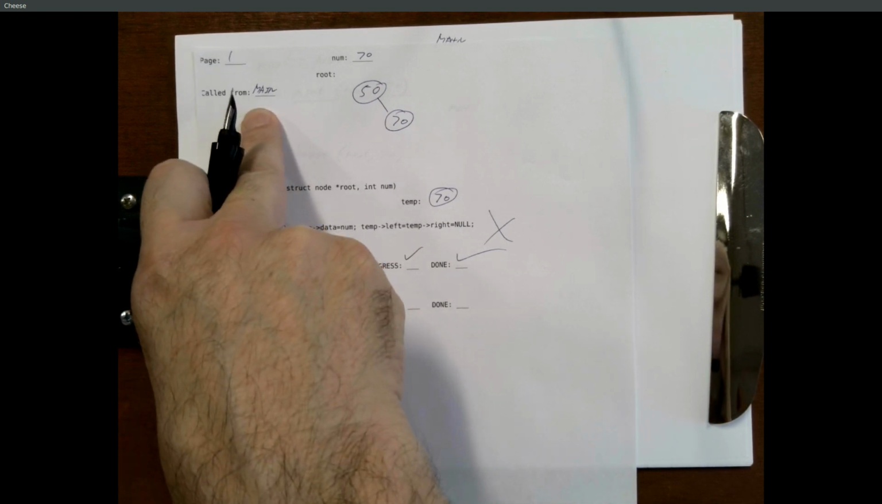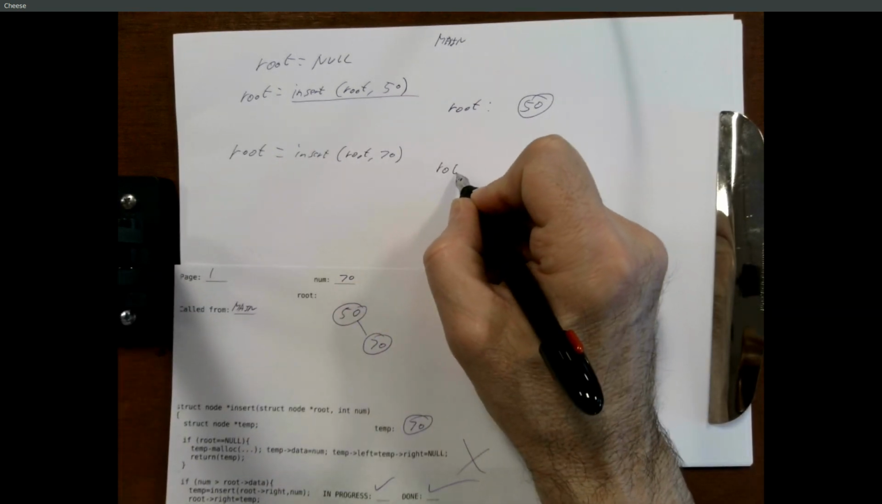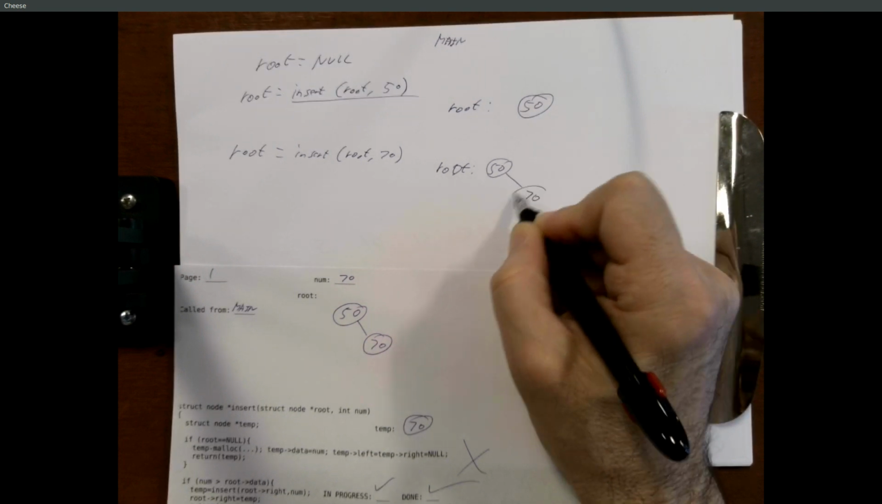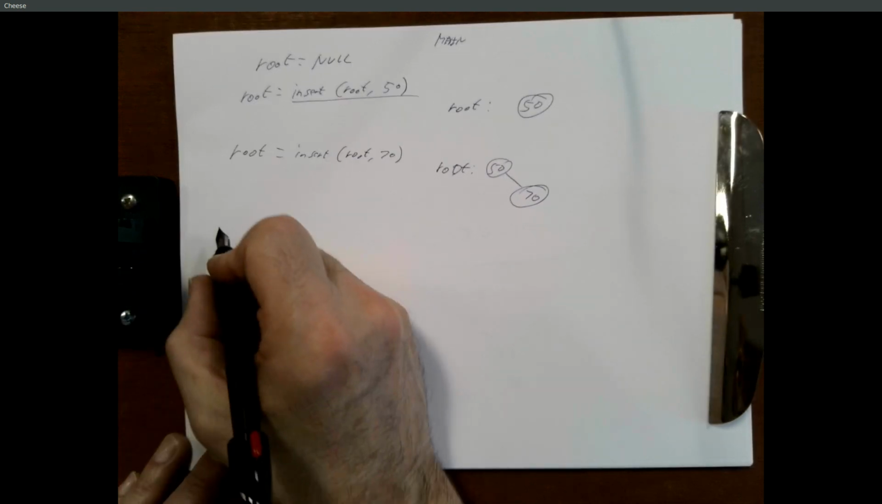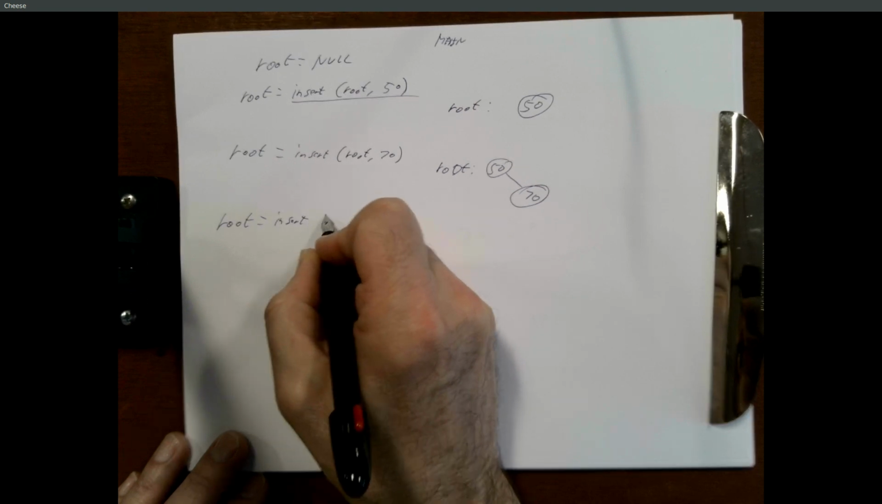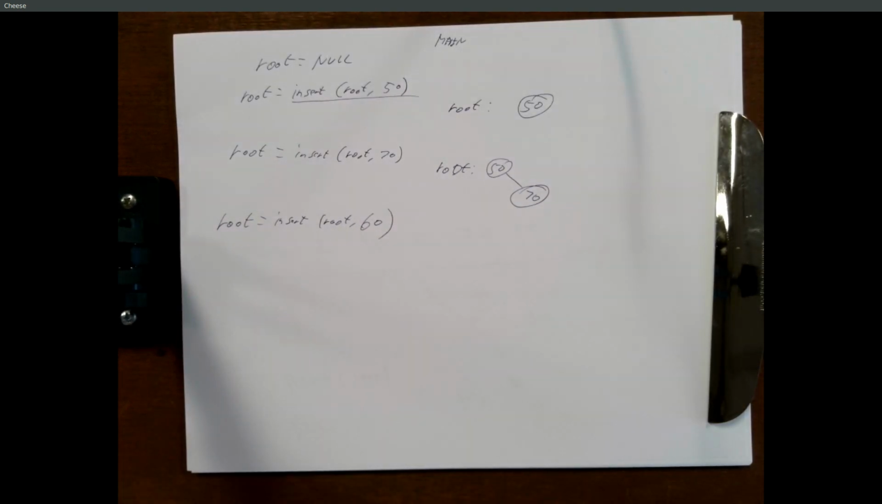Where do we go back to? We go back to main. And now main says root equals the result of insert. So now root looks like this. All right, one more. Let's insert a 60.